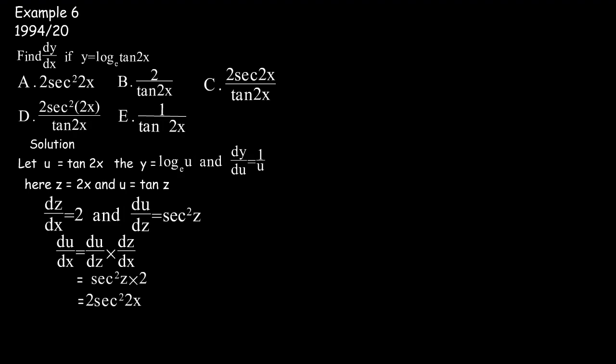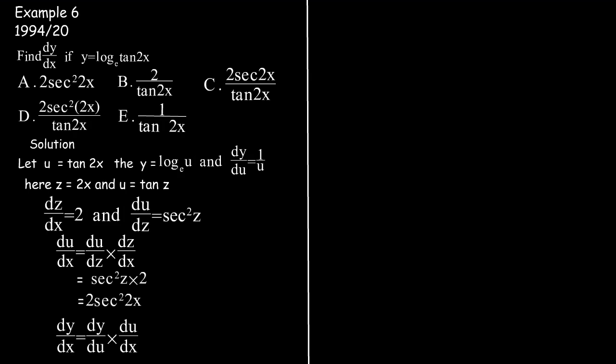Now to get our dy over ds, we are also using chain rule. So dy over ds will be equal to dy over du times du over ds. dy over du is 1 over u, and du over ds is 2 sec squared 2s. So substituting both of them, we are left with 1 over u times 2 sec squared 2s. Substituting u to be equal to tan 2s, our equation becomes 2 sec squared 2s divided by tan 2s.